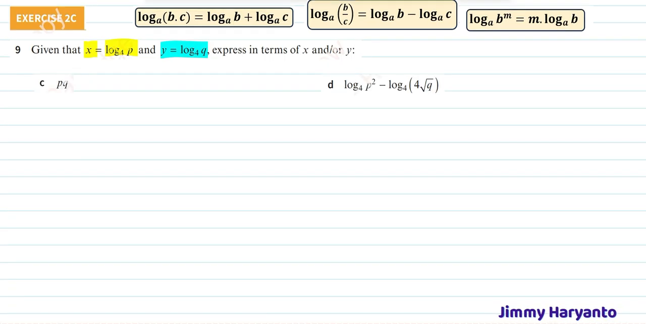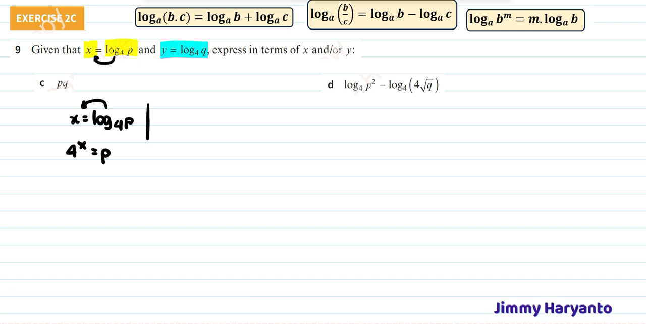Next is 9c. For 9c, the question wants you to calculate the p times q. That means we have to move this logarithm to the left hand side. You will have x equals to logarithm 4p. You move the logarithm 4, you will have 4 to the power of x equals to p. And then to find the q, you will use this one. Move the logarithm 4, you will have 4 to the power of y equals to q. There you go, we already have p and q.